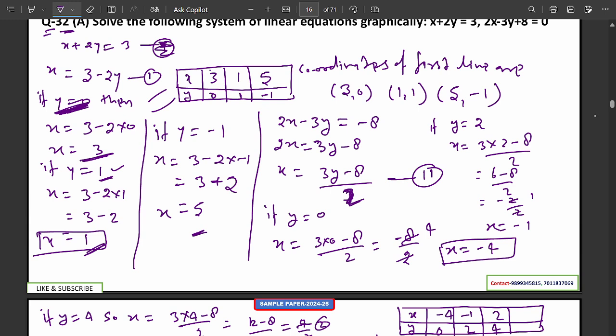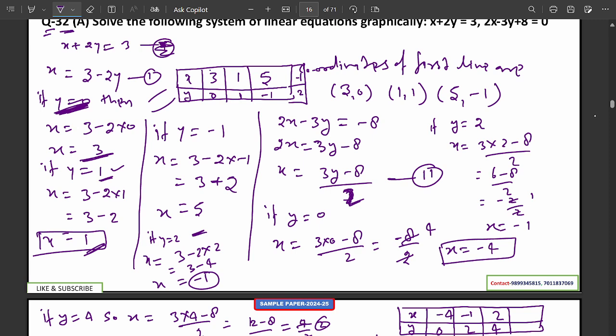If we take y is equal to 2 in this equation, question number 1, then x is equal to 3 minus 2 into 2, so 3 minus 4, so x is equal to minus 1. So the next coordinate also comes here, minus 1 and 2. Because of that, this is an intersection.